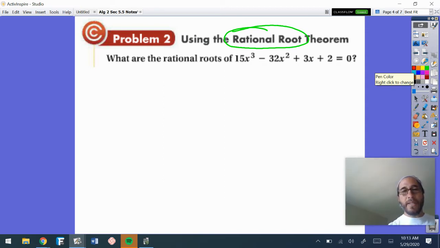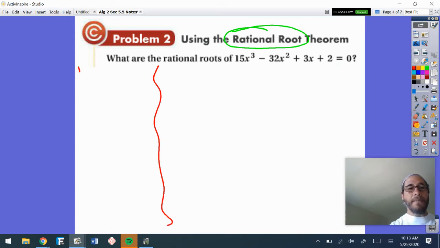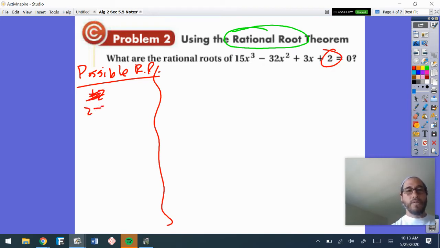Once again, I got two pieces here, okay? I've got my possible rational roots. Now, how do I get the possibilities? Well, you take your constant, and it's going to be plus or minus 2. Now, how do you get 2? Well, that's a plus or minus 1 times a plus or minus 2.